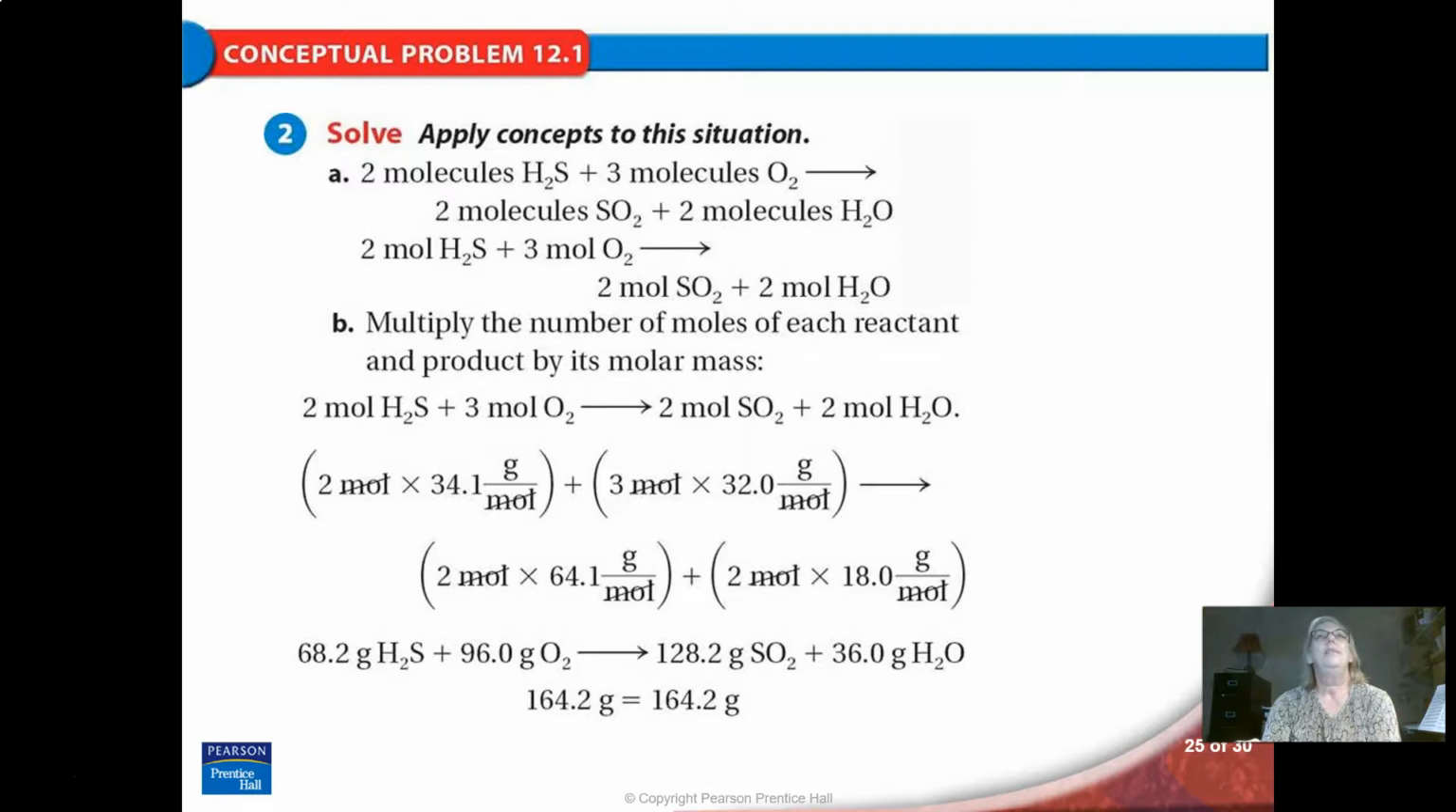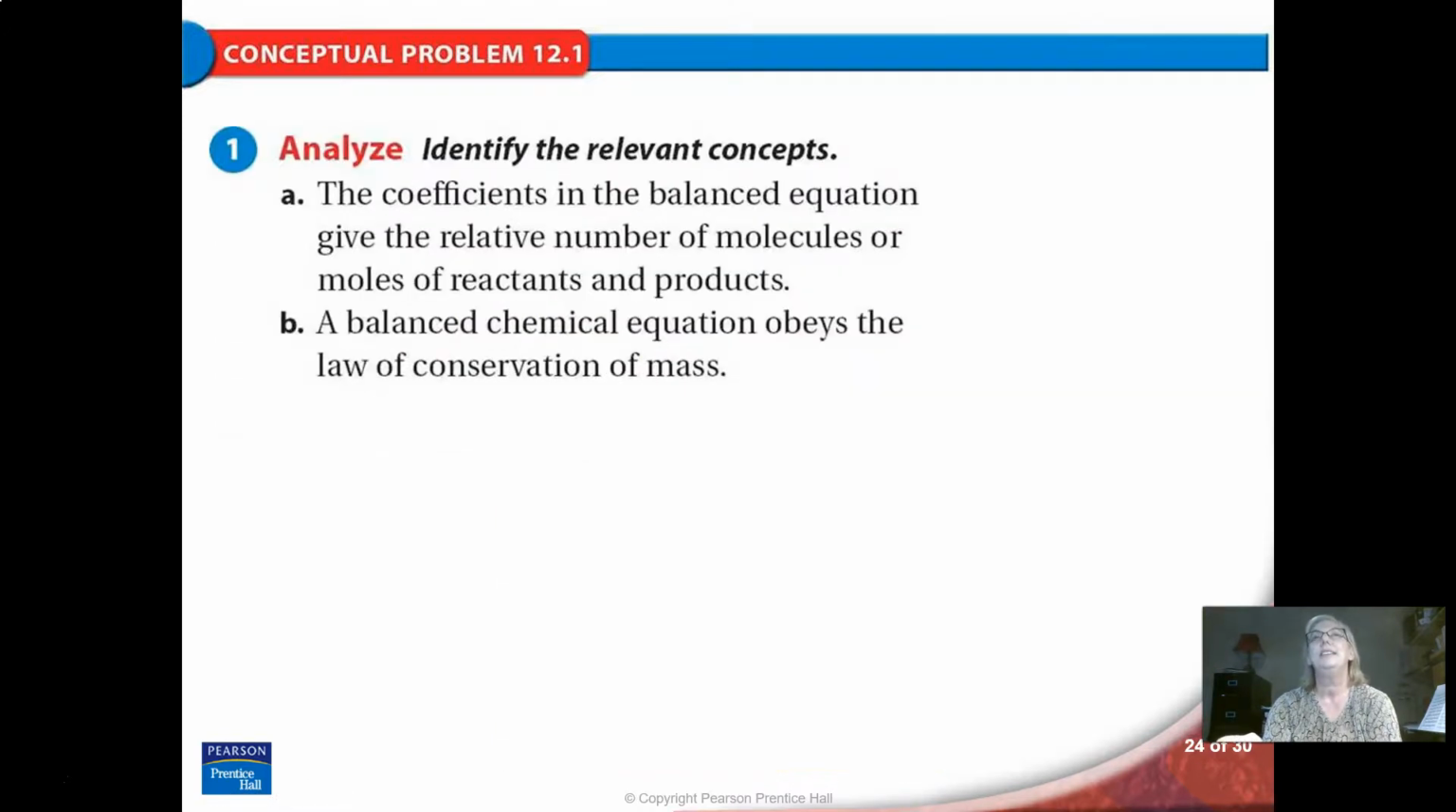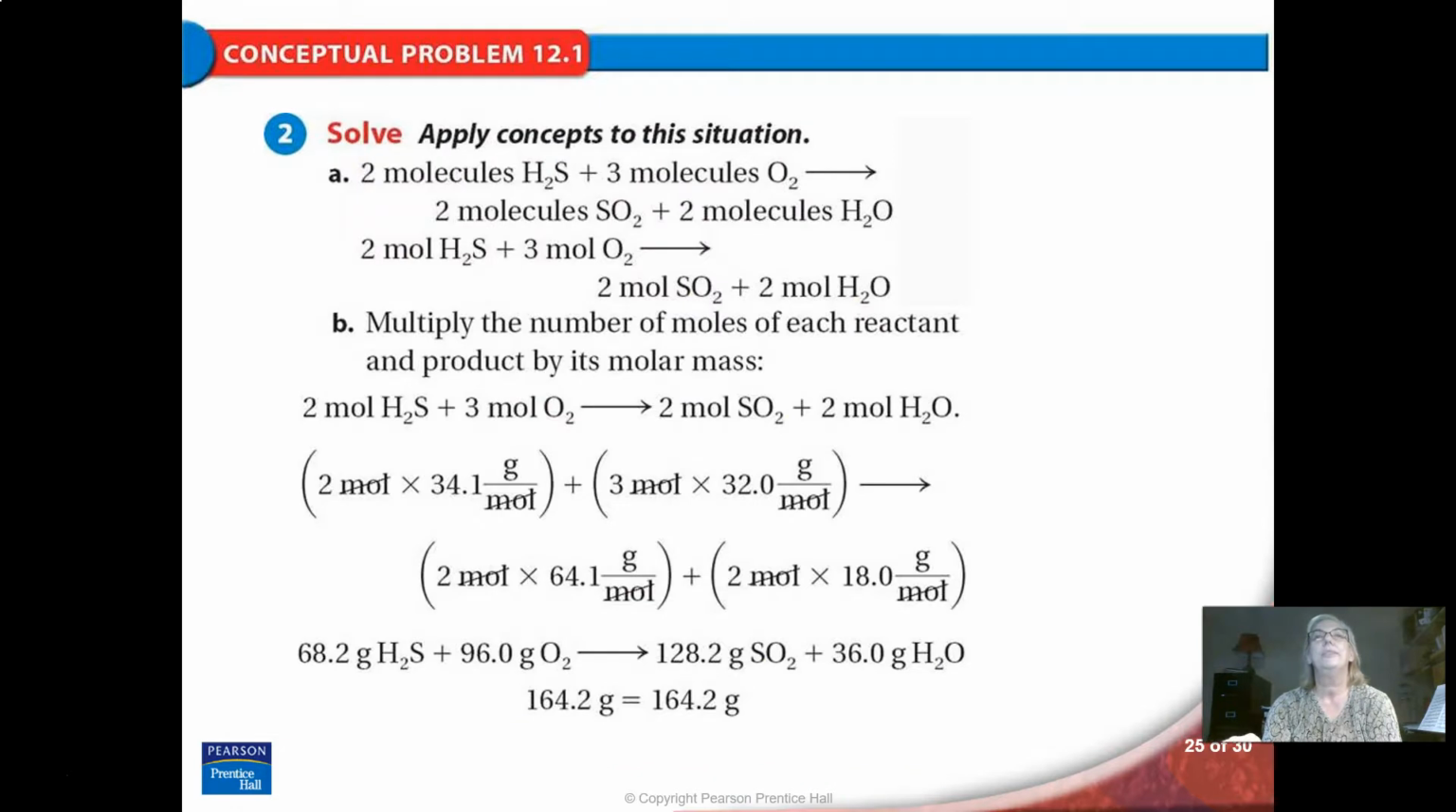So what can we look at? Well, if I look here, there's 2 molecules of this, 3 molecules of that, 2 molecules of that, 2 molecules of that, or we could say moles: 2 moles, 3 moles, 2 moles, 2 moles. That's why we have to have it balanced. And they're all gases, so we could do that STP thing that we were talking about. If we look at the mass on the left side, it has to balance the right side. So always check that to see if you're doing the question right.